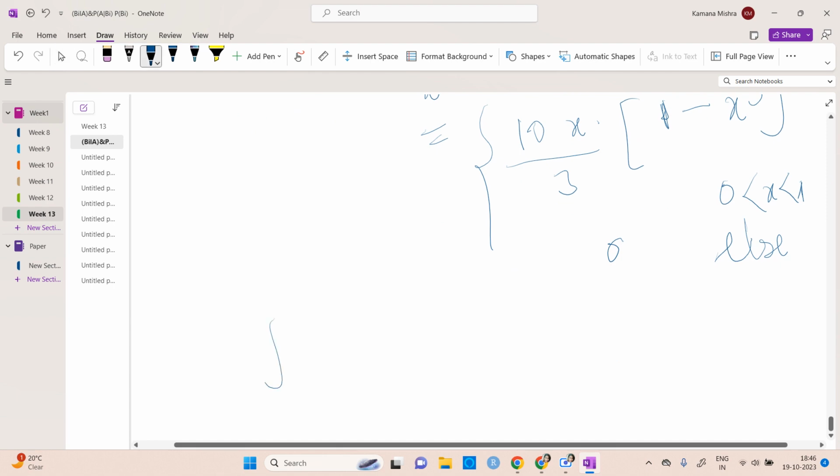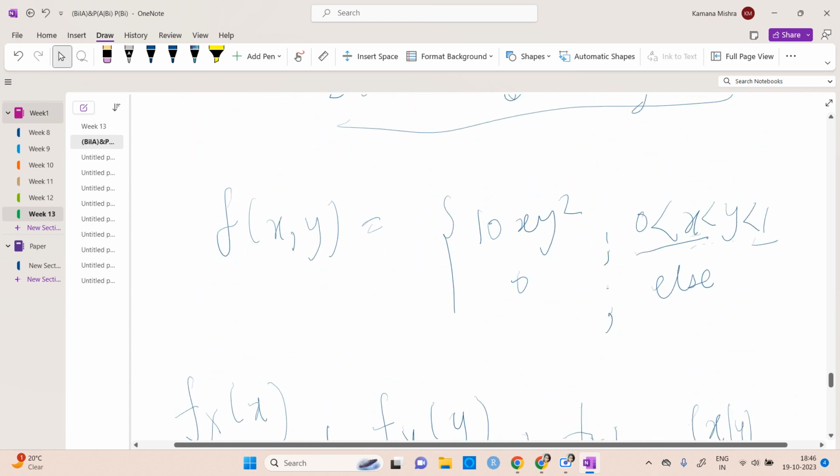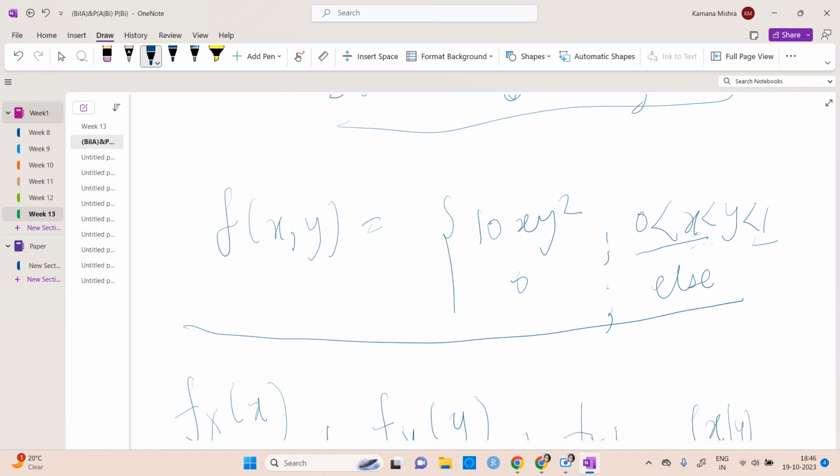Now I want you to find f_Y(y). What would f_Y(y) be? Calculate it, it will not take a lot of time. For y, we do dx, and the limits will come from the variable itself, so the limit for x would be from 0 to y. Yes, it would be 5y to the power 4.